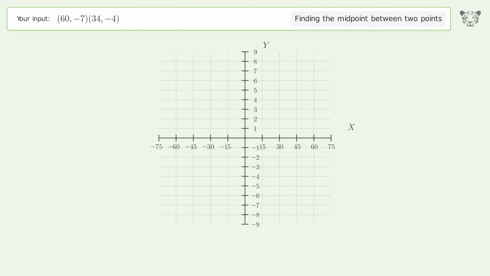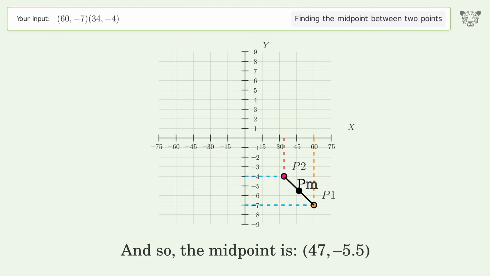And so, the midpoint is 47, negative 5.5.